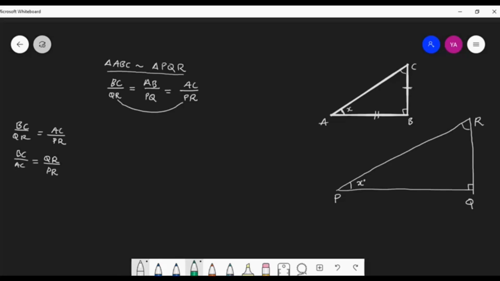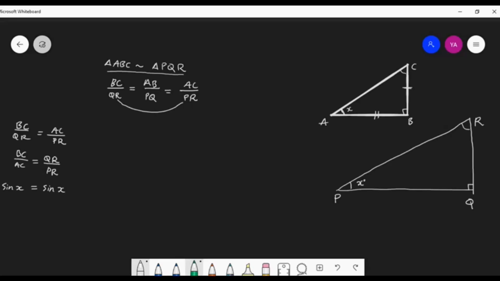With respect to angle X, in the first triangle, what is BC by AC? Which trigonometric ratio? Sine, right? Sine X is the opposite side of that angle X divided by the hypotenuse, that is BC by AC. So for BC by AC, we can write sine X. In the second right triangle, what is QR by PR? Which trigonometric ratio? Sine X, right? So you can write here sine X.